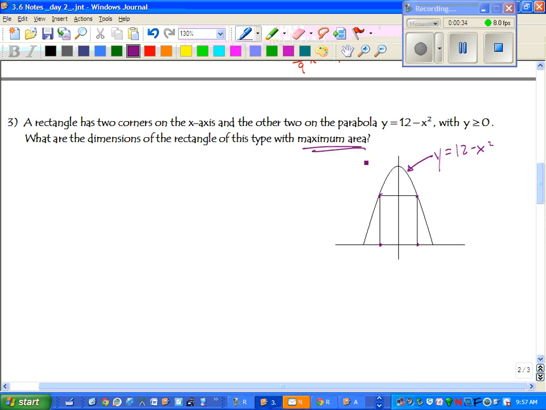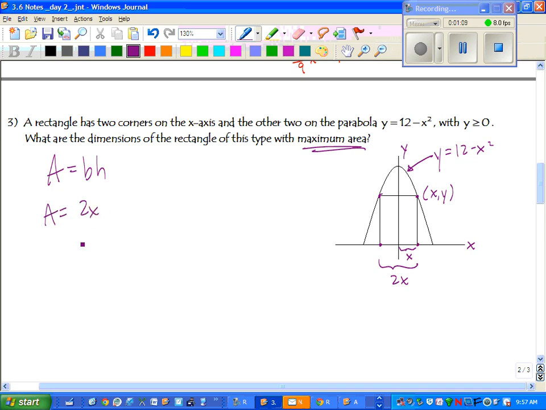So we're trying to maximize area. So we're going to have to come up with an equation for area in terms of one variable. Well, for this, we're talking about the x and y axis here. So this value, if you look at this point, is the x coordinate of this point. So we could say that that is x. So the whole base of our rectangle is going to be 2x. Right? Area of a rectangle is base times height.